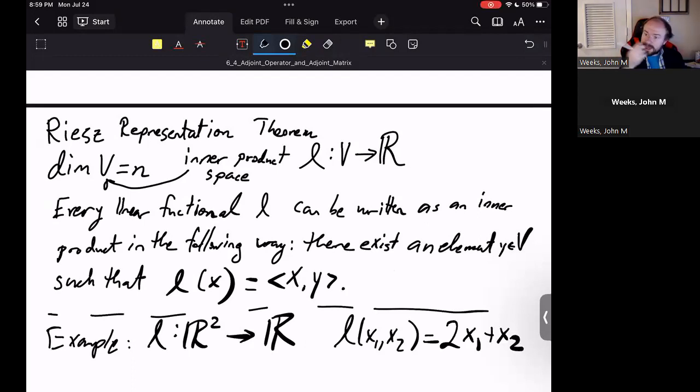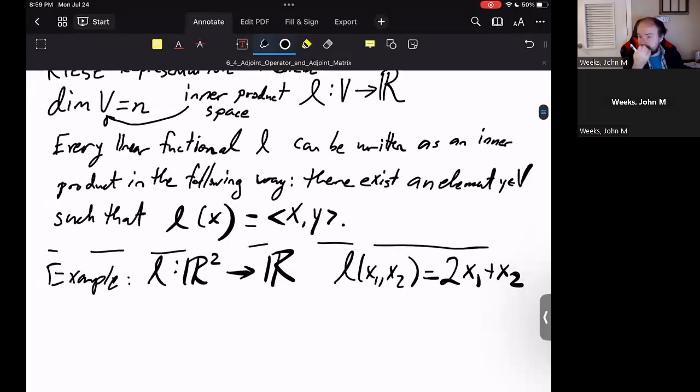Notice I can't multiply x1 times x2. That would not be linear. I need this to be a linear functional, and because of that, I need to have these two things being added. So multiplying here, for example, would not work. That could be an easy way to think about maybe that's not a linear functional, and so it couldn't be written in terms of an inner product to begin with. So here we have L of x1, x2 is equal to 2x1 plus x2.